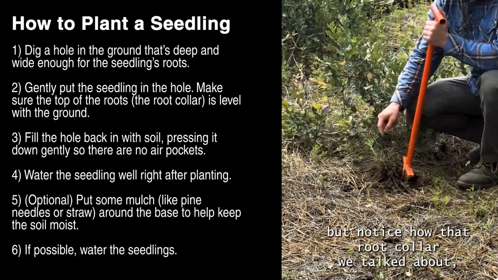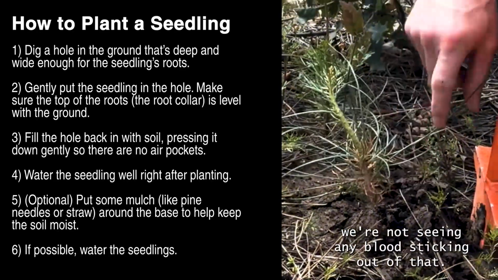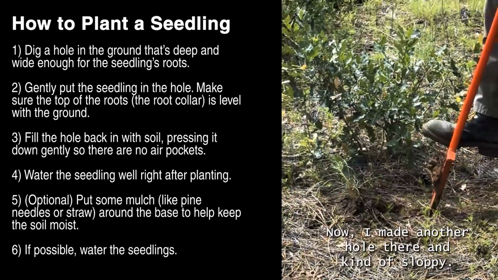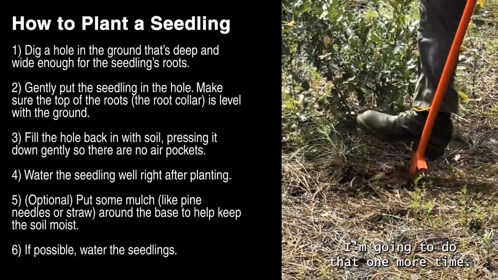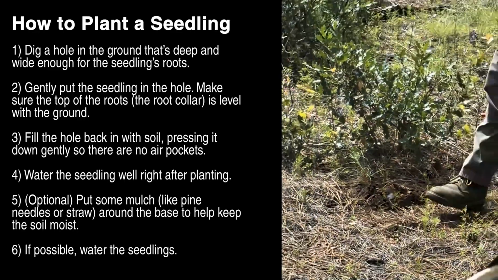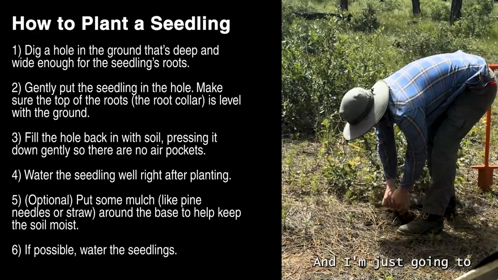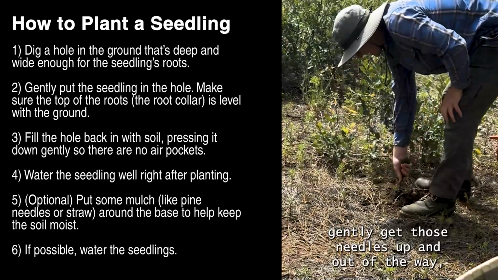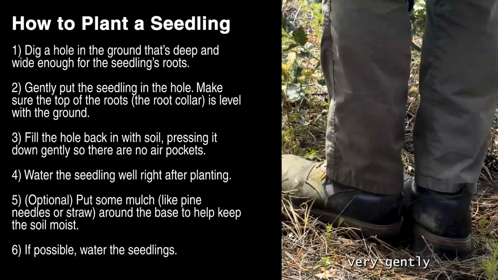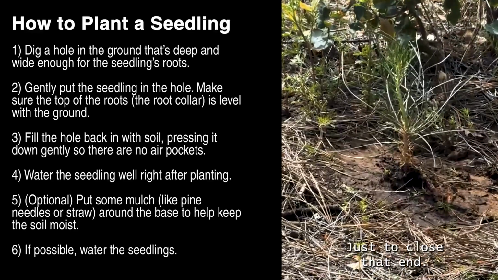And we'll finish this, but notice how that root collar we talked about, we're not seeing any roots, we're not seeing any plugs sticking out of that. Now I made another hole there and it's kind of sloppy. So I'm gonna do that one more time. Close that one up. Then I'm just gonna kick in that second one. And I'm just gonna gently get those needles up and out of the way. And I am just going to very gently do a little baby tree dance around that to close that in.